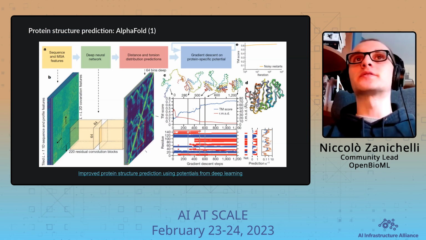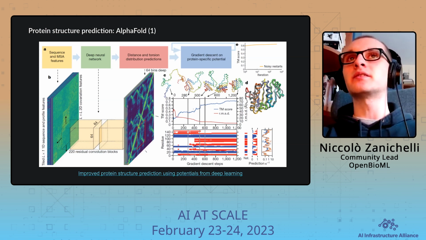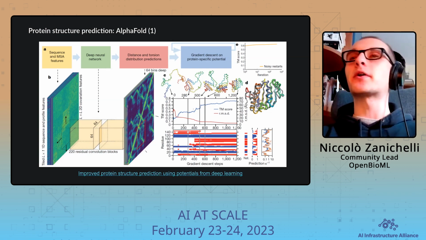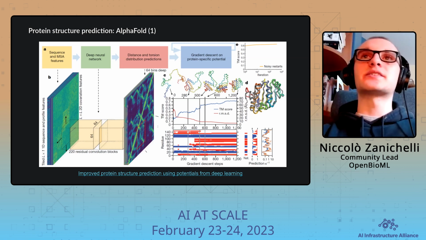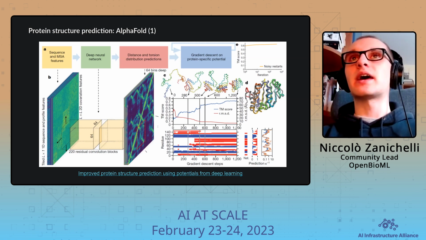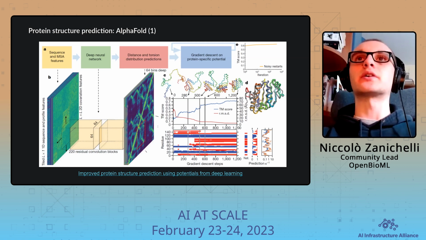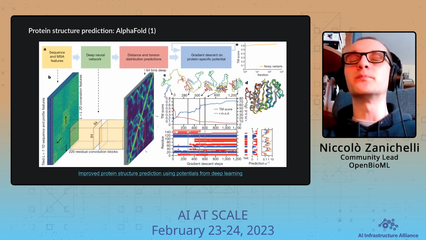AlphaFold 1's input is composed of two important features, the amino acid sequence of the protein and a set of multiple sequence alignments, which are essentially a representation of the evolutionary history of the protein itself. The core of the model is a series of convolutional residual blocks. These blocks, however, have a limited field of view and are not able to integrate all information available to the network. This is a key limitation of AlphaFold 1, and as we will see later, the resolution of this issue led to a large performance improvement in AlphaFold 2.